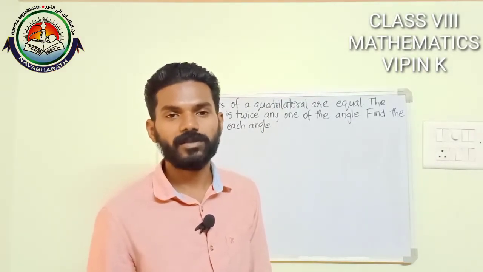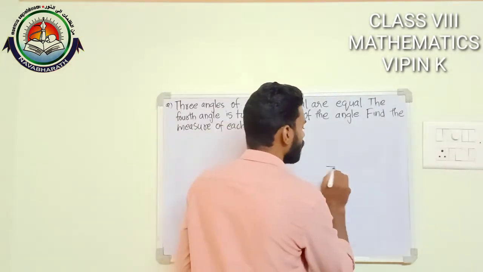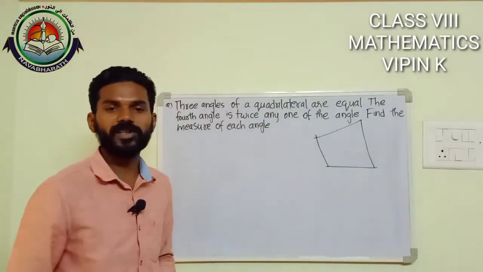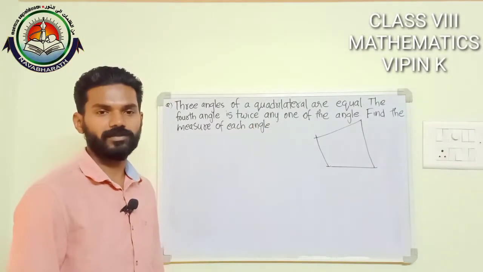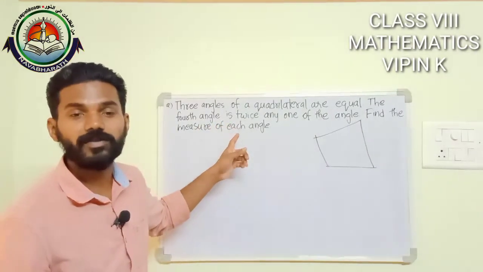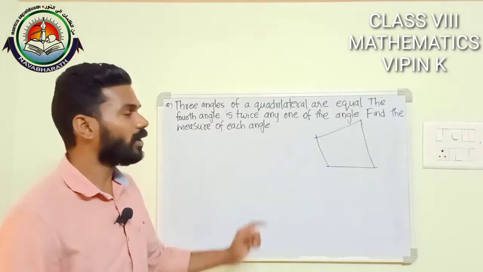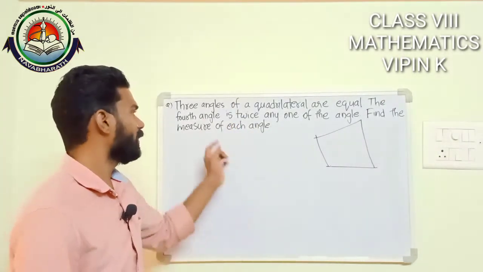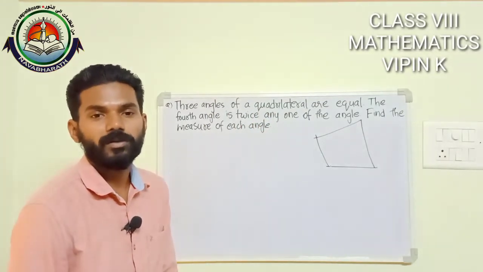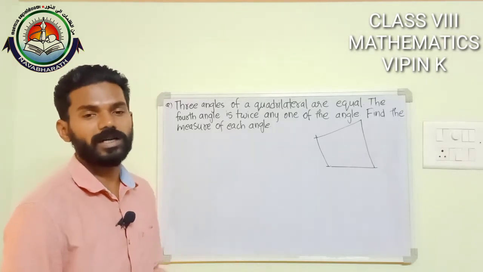Clear? So, first of all, since it is a quadrilateral, you can simply draw a quadrilateral. A polygon with how many sides? 4 sides. Now, there is some information given related with the angles of this quadrilateral, right? And what is the information given for you? Three angles are the same. But do you know the value of any one of the angles? No. So what shall we do?